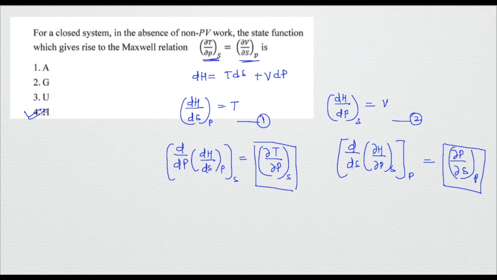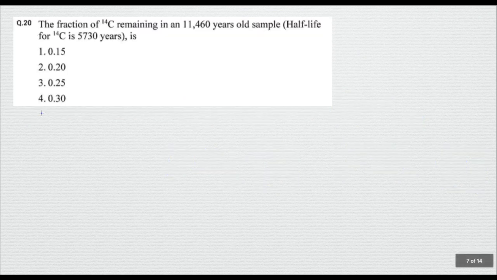Alright, so that's how it will be done, and enthalpy is going to be the correct answer for this particular question. Alright, let's go for the next question then. The next one is from your kinetics, and it is from the radioactive reactions. It says: the fraction of carbon 14 remaining in an 11,460 years old sample, half life given as 5,730 years, is. So they are asking what fraction of carbon 14 atoms is going to remain.